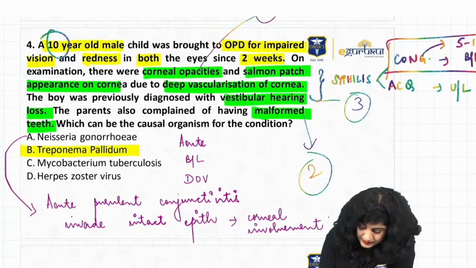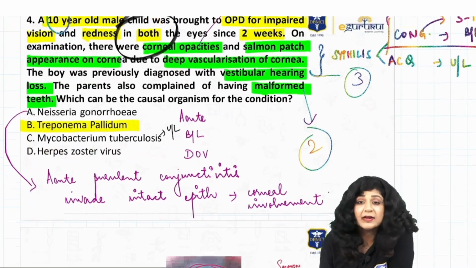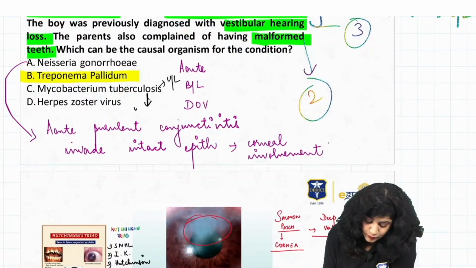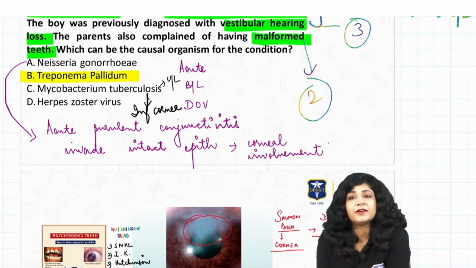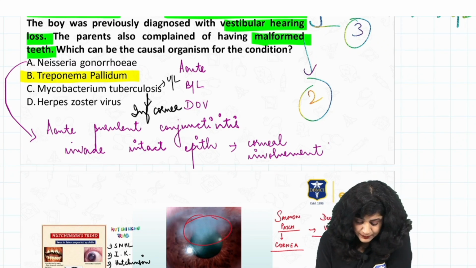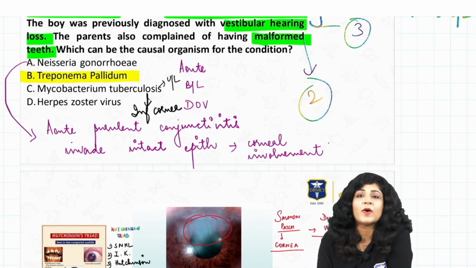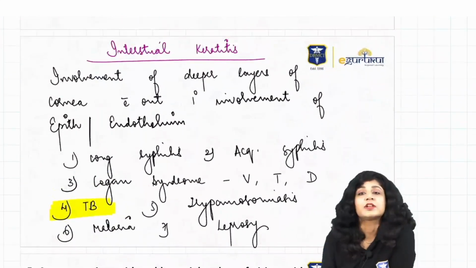The reason is that tuberculosis is mostly unilateral, while here I am having bilateral involvement, and that too it is mostly involving the inferior cornea. Then you are having the typical triad also, which we are not expecting in tuberculosis. Then next is your herpes zoster virus. So herpes zoster virus is not a cause of this interstitial keratitis.